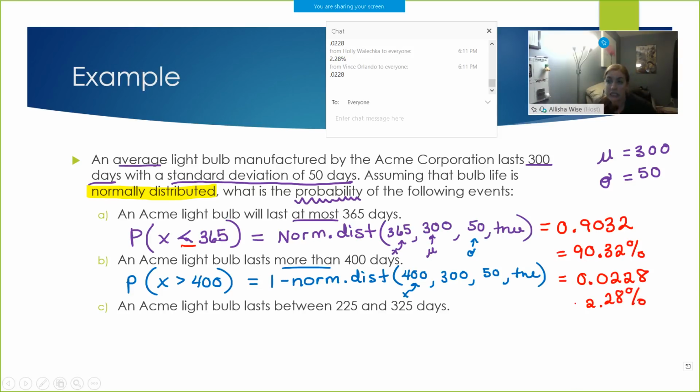So in other words, how likely is it that a bulb is going to last more than 400 days? 2% is not very likely. Exactly, Vince. It's probably not going to happen.